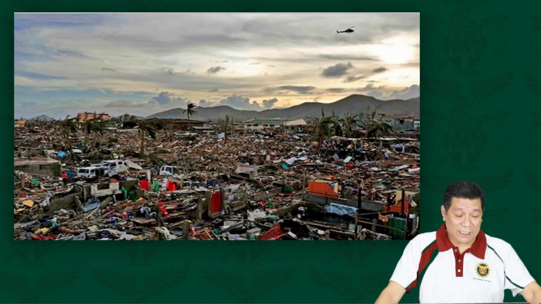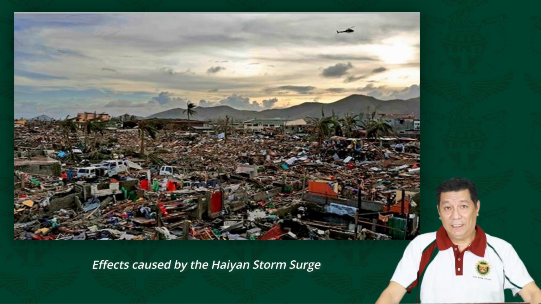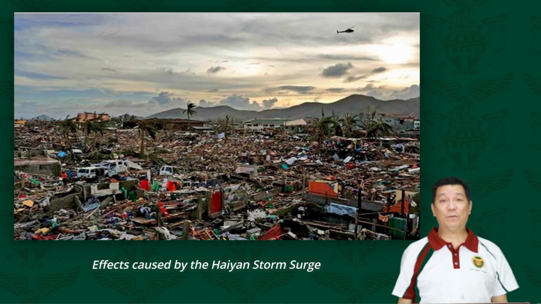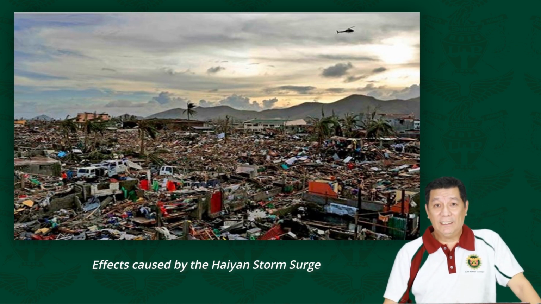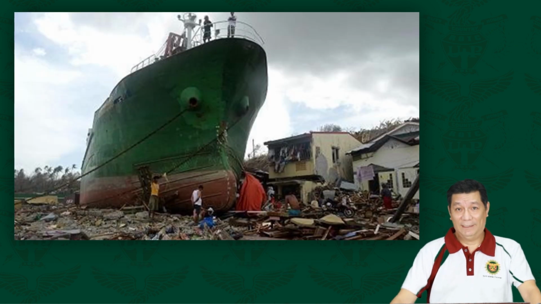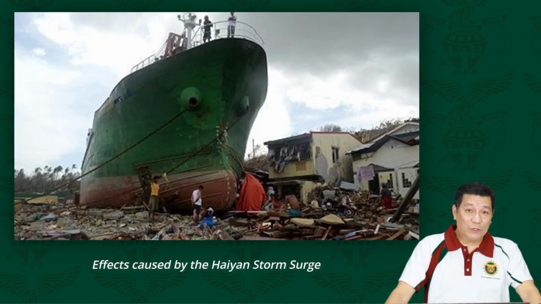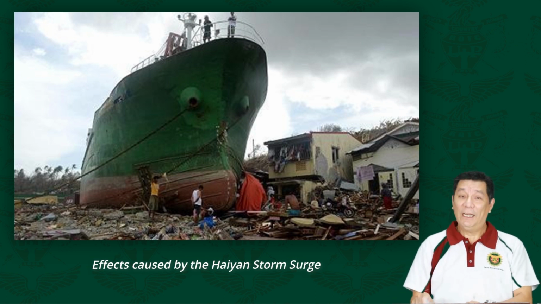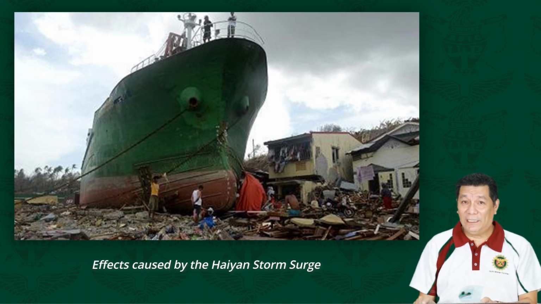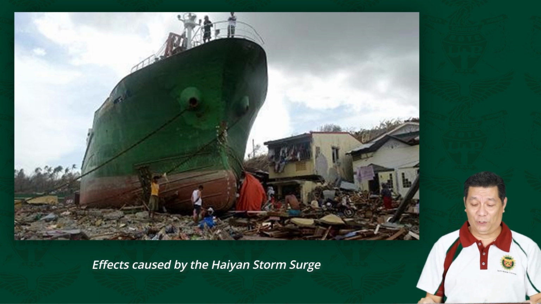Mostly these are in the coastal areas. This is the effect of a storm surge in one of the areas in Tacloban or Leyte. Another, such a big boat was brought into land by a storm surge. You might ask, what is the difference between a tsunami and a storm surge?